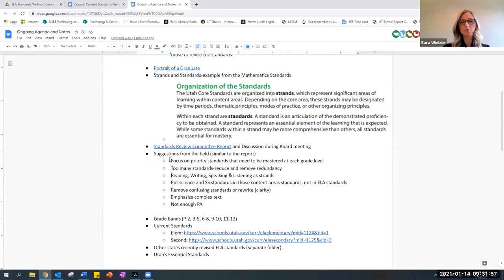Really emphasizing that complex text, and that there isn't enough phonological awareness within our standards. We don't go to those advanced levels. So those are the things we have heard from our stakeholders over the years.